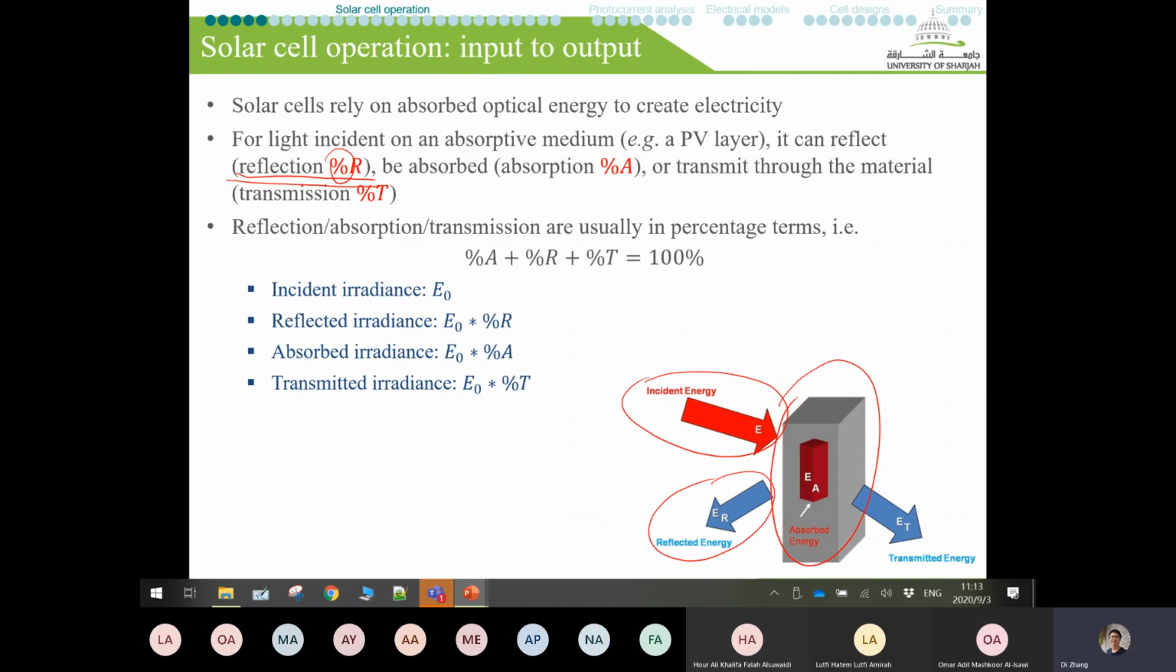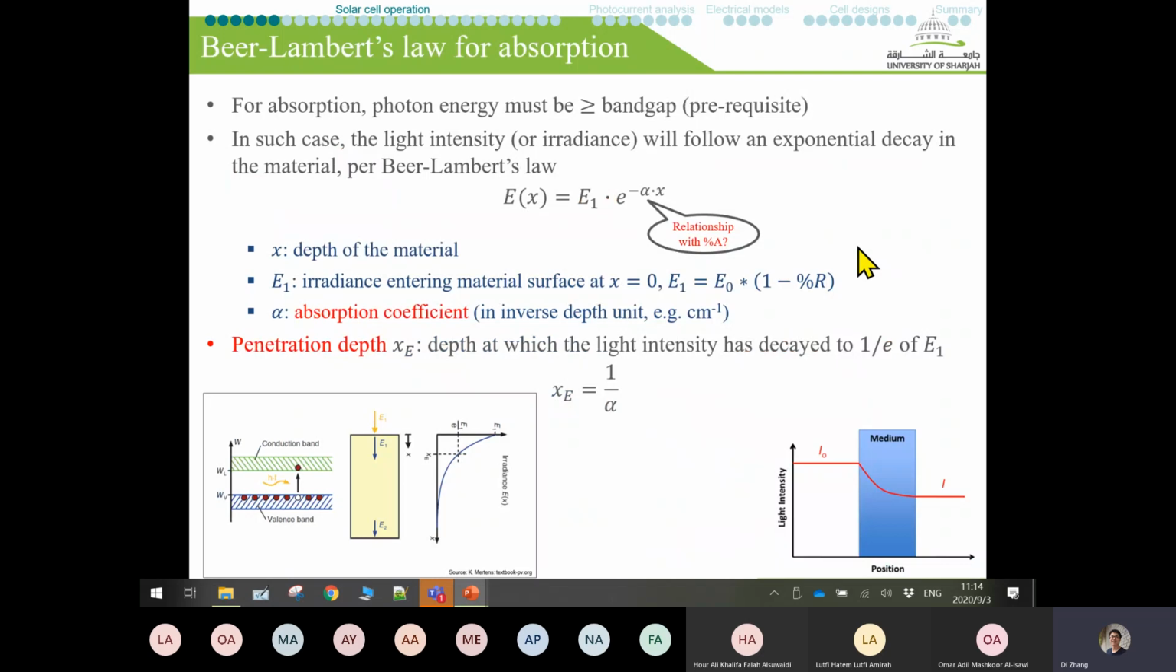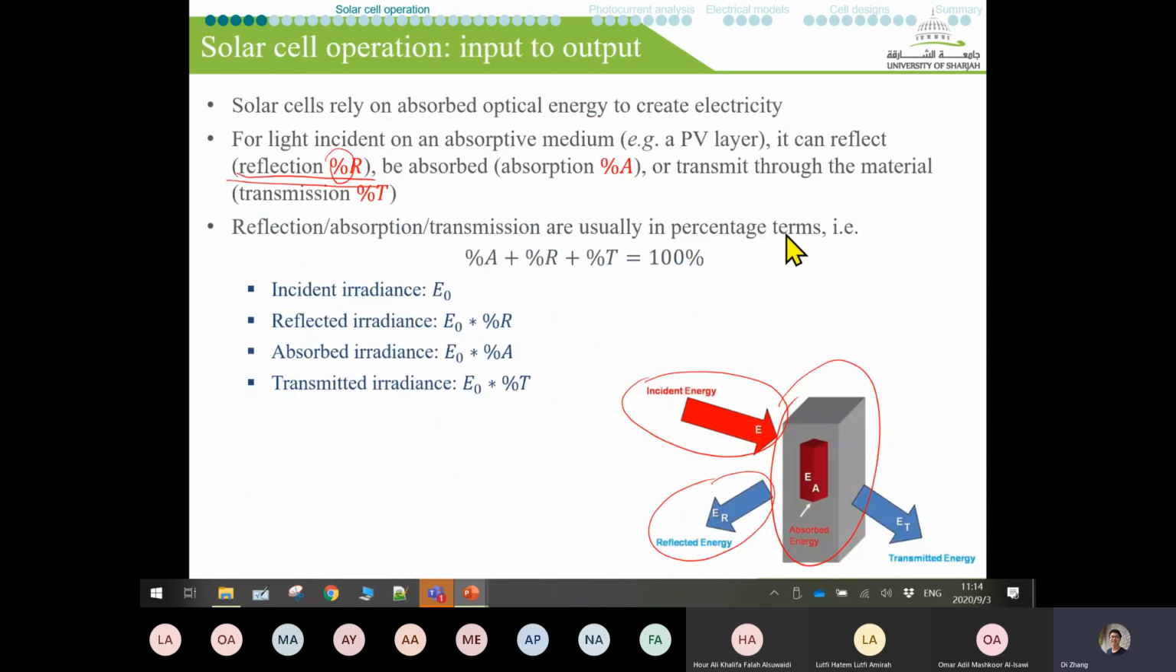Okay, so in order for light to be absorbed inside the solar cell, remember one of the prerequisites, if you allow me to go to the next slide, is that the photon energy must be larger or equal than the material band gap. This is the absolute prerequisite. Otherwise, we may see zero absorption inside the material. So this is quite important for us to keep in mind.